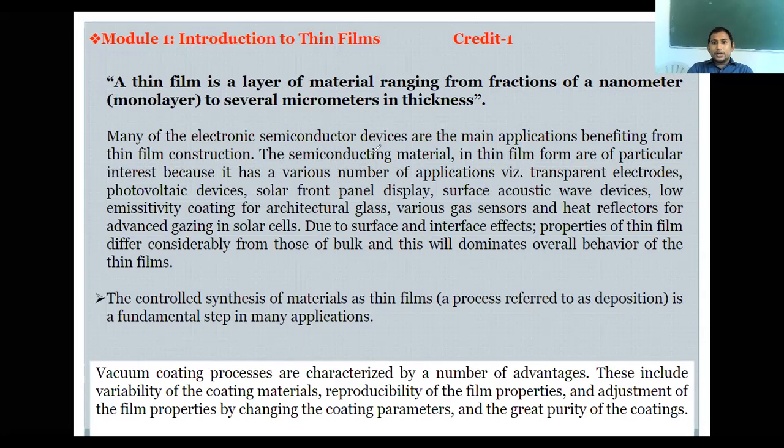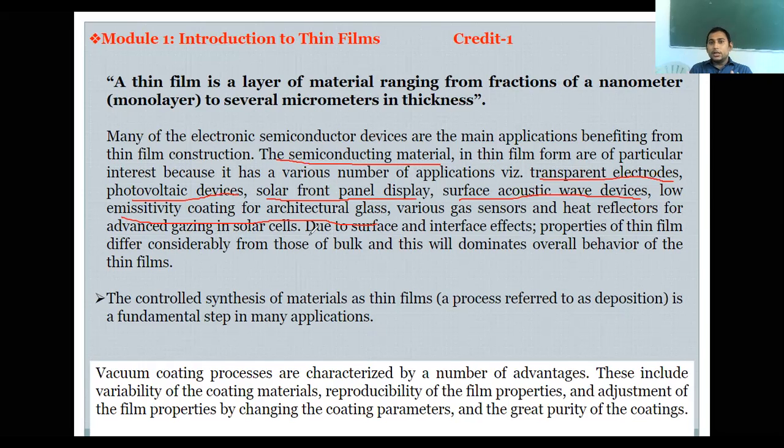That's why semiconducting materials in thin film form are of particular interest, because they have various applications such as transparent electrodes, photovoltaic devices, solar front panel displays, surface acoustic wave devices, low emissivity coatings for architectural glass, various gas sensors, and heat reflectors for advanced glazing in solar cells. These are the applications which are very famous in the area of thin films. By constructing thin films, we can fabricate a thin film and produce applications in those particular areas. Getting my point?